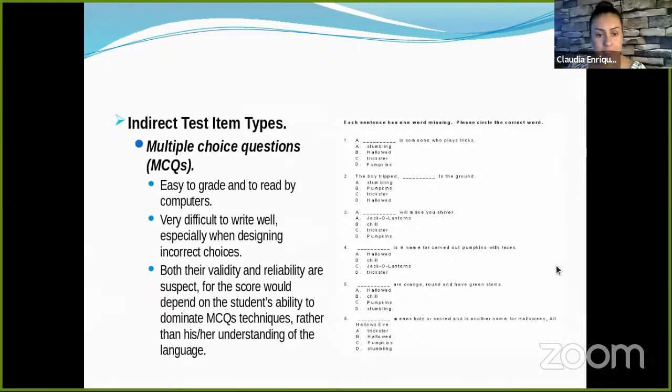Both their validity and reliability are suspect, for the score will depend on the student's ability to master math techniques rather than his or her understanding of the language. Very good. Excellent. So they're not really very reliable or valid. We have the saying in Spanish, Ave María dame puntería, or in English, eeny meeny miny mo, right? So it's not really valid.